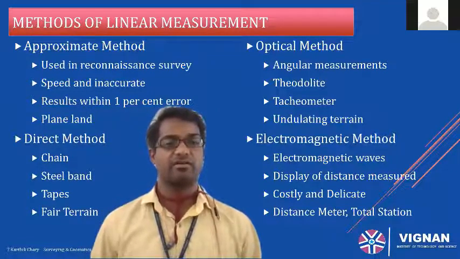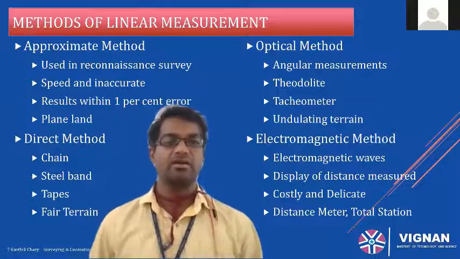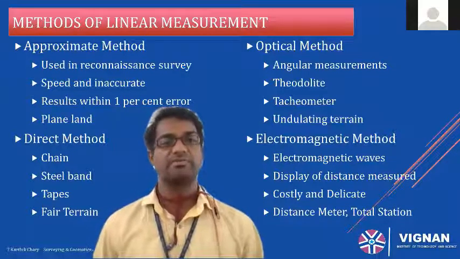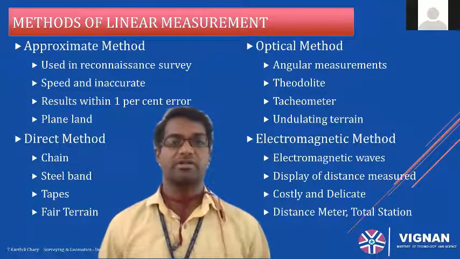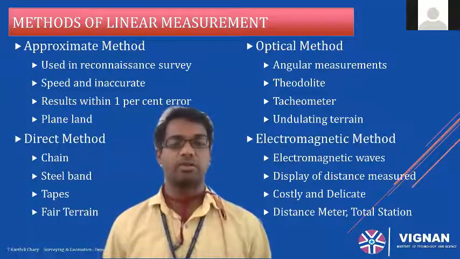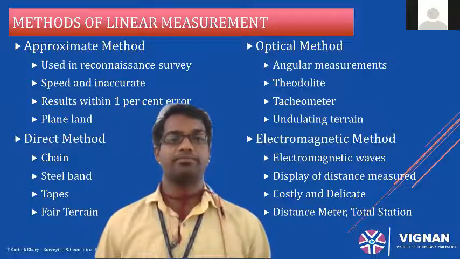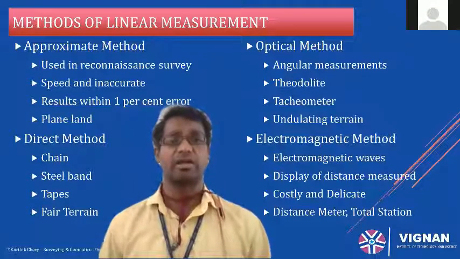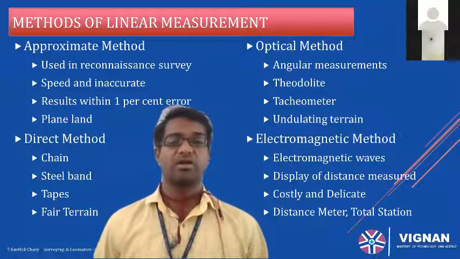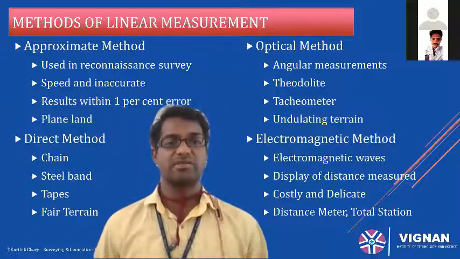The direct method is used on fair terrain, on plain land, and the instruments we normally use are chains, steel bands, and tapes. Then we have the optical method, where we use angular measurements, and on undulating terrain we use a tachymeter and theodolite. If you need higher accuracy, then we go for the electromagnetic method, where you can directly see the distances. This is very costly but effective.